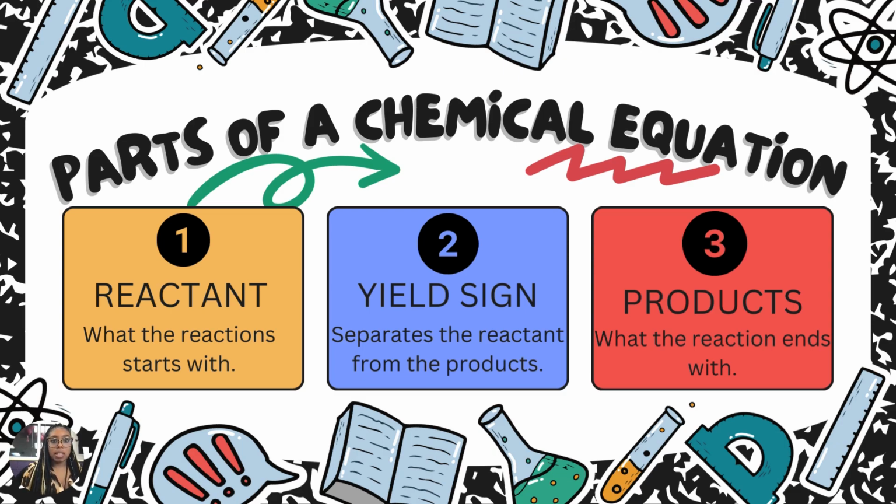All right. Then next you have the yield sign. The yield sign is not an equal sign. Okay. The yield sign is not an equal sign. It is an arrow that separates the reactant from the product. And then lastly, you have your products, and that is what the reaction ends with.